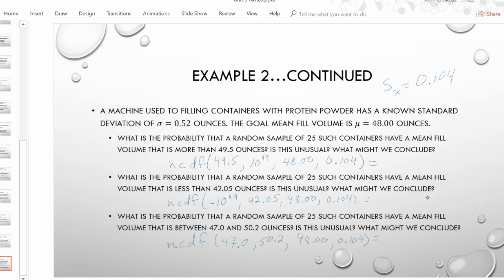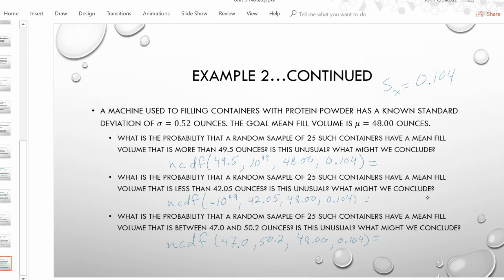So in this scenario, we're talking about a machine filling protein powder. If I got something that was really unusual on the low end, I'd say maybe there was a clog in the machine, maybe it just wasn't pouring correctly. If I got something that was really high up, I'd say it's pouring too much, right? So if it was really unlikely and it was really on the high end, it was just pouring too much. Maybe the containers weren't made right, whatever it may be.